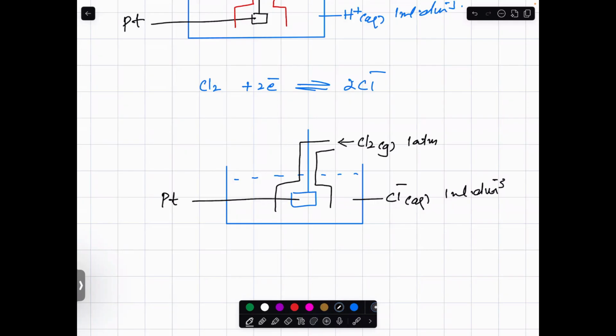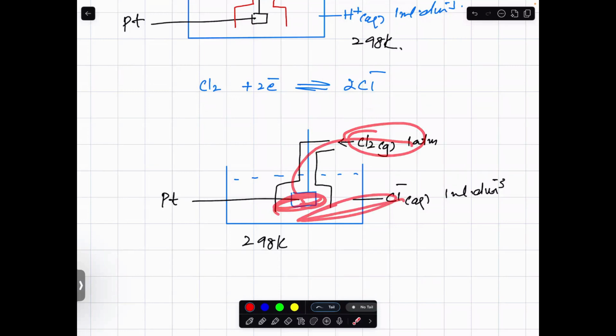This is platinum, 298 Kelvin. That's it. Even if it is for fluorine, it's exactly the same. Fluorine, any gas, the gas will come down. There is this platinum and ions. That's it.